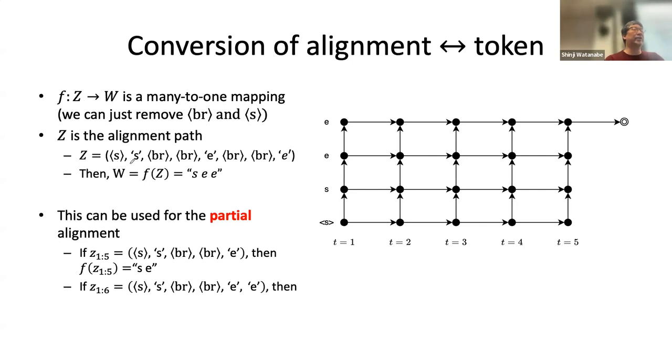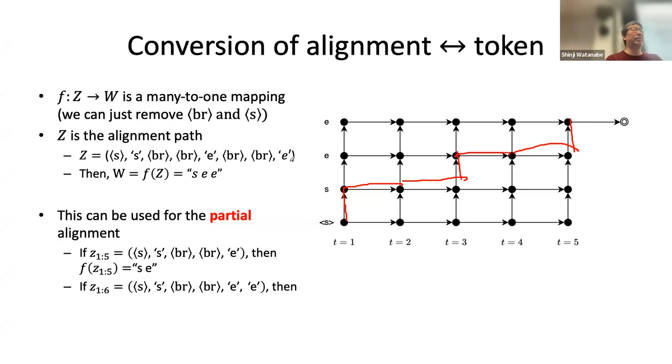So let's consider this case. Maybe you can also try to do it by yourself. Starting from the initial symbol to the S. And then next we consume the frame with the blank symbol twice. Then we move to the next state E. And then we again use the blank symbol to go to the right twice. And then finally we move to the output E, and then finish at the goal. So this is one of the trivial paths to represent SEE, right?